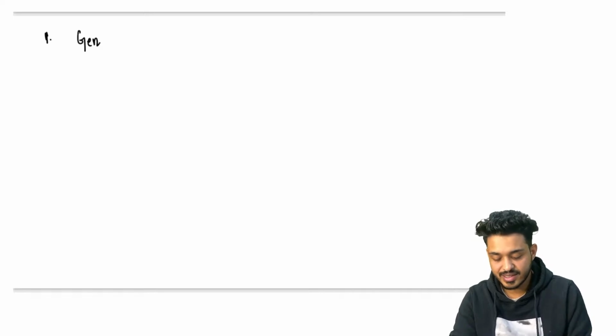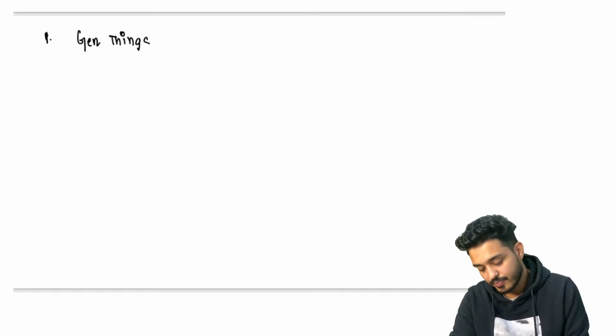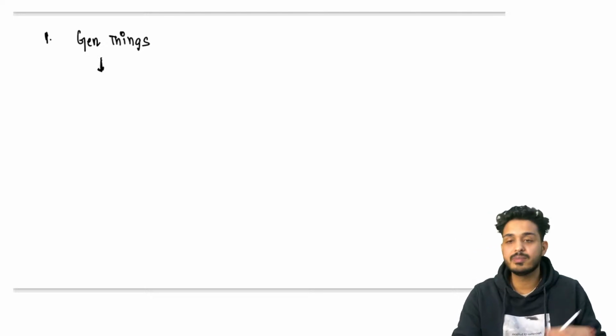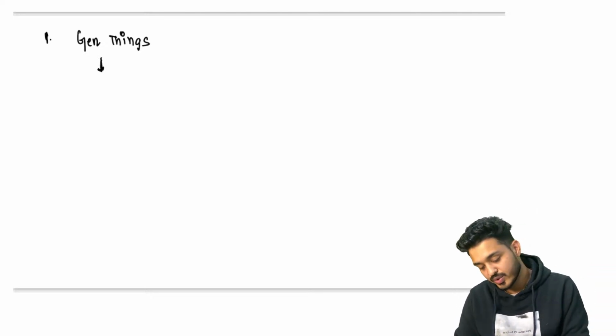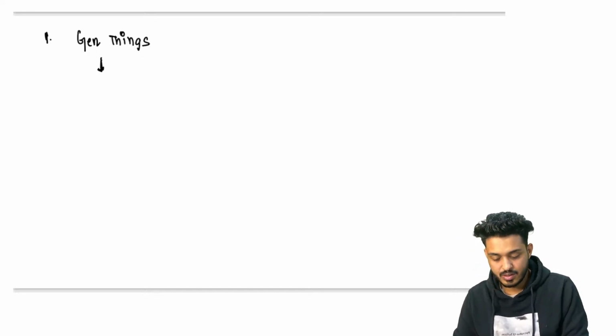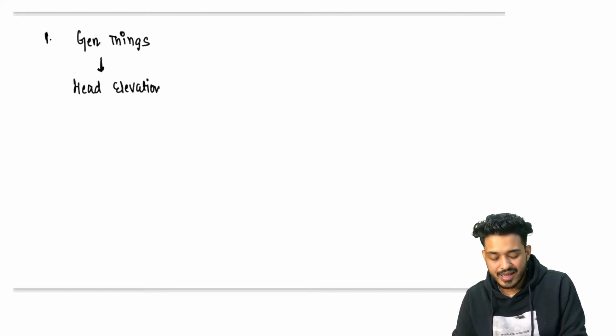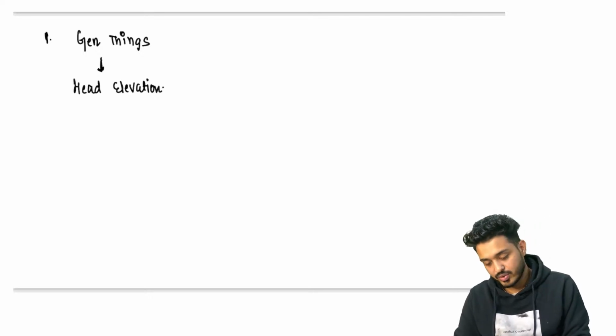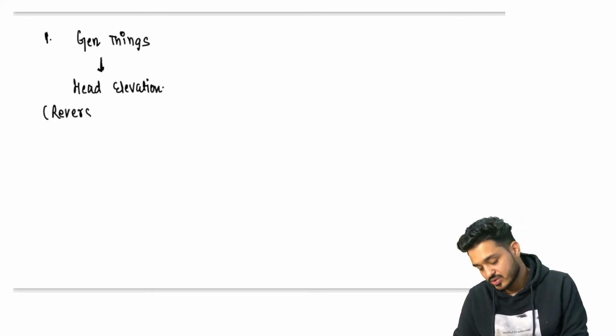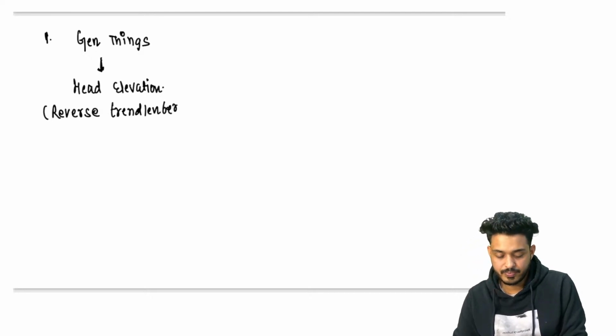What are the things you will be doing? You can do two things, very, very important. First thing, you can take some general measures. What are the general things? Pressure is raised inside the brain, so what you will be doing? First thing you will be doing is head elevation. Head elevation you will do, right? Or you can remember the position: the patient should be in the reverse Trendelenburg position.